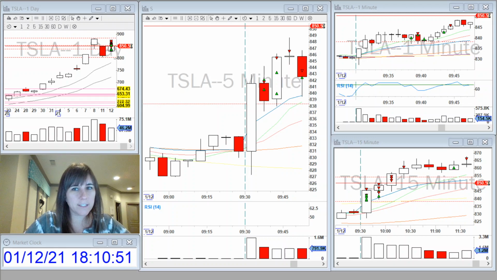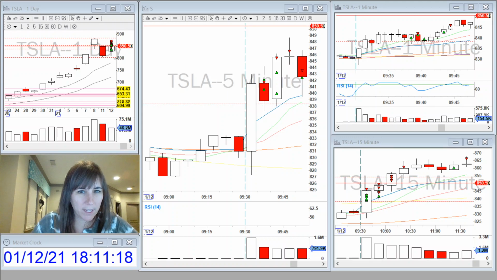I like to enter on the pullback towards the VWAP, and then I typically take my first partial at the breakout. And so after reviewing my trades, I realized that it would be a really good idea for me to take a smaller entry, lower risk at the pullback, and then add on my breakout instead of taking my first partial at the breakout. So that was what I did yesterday and today.